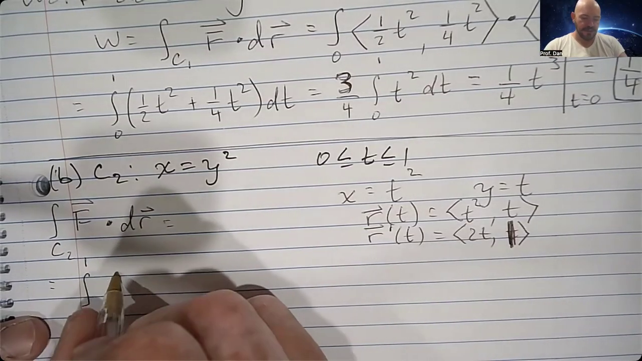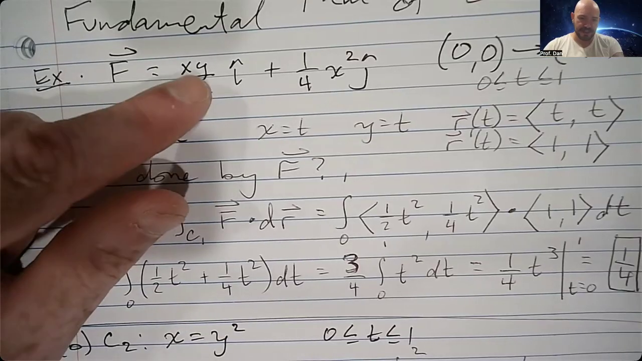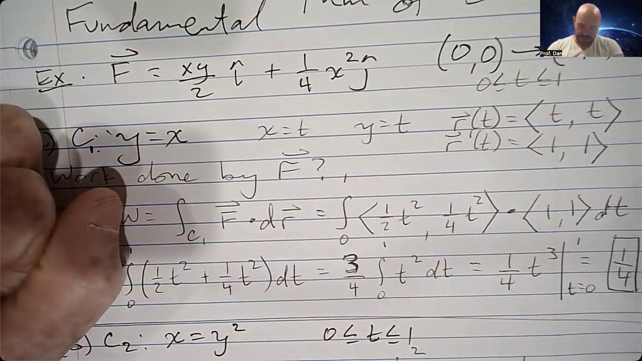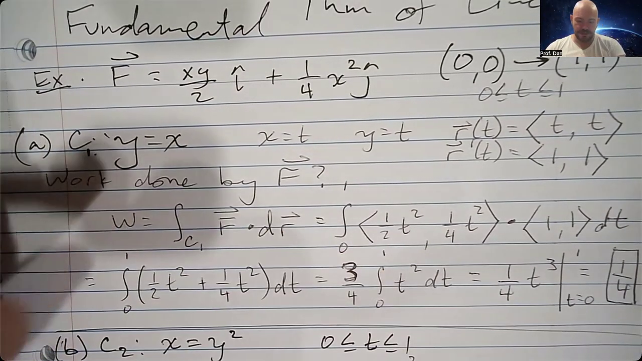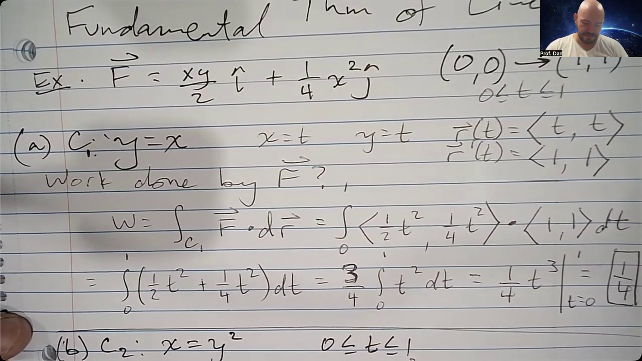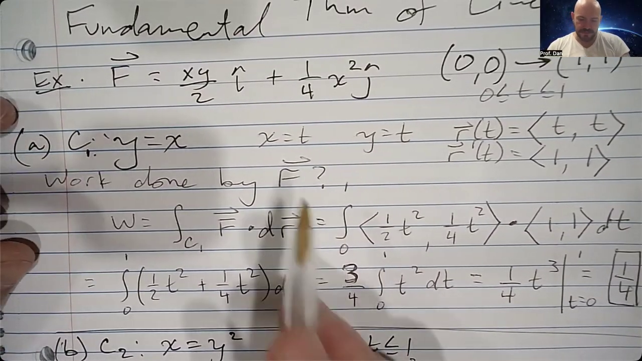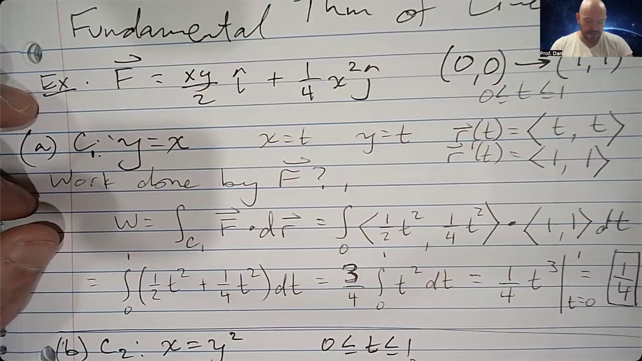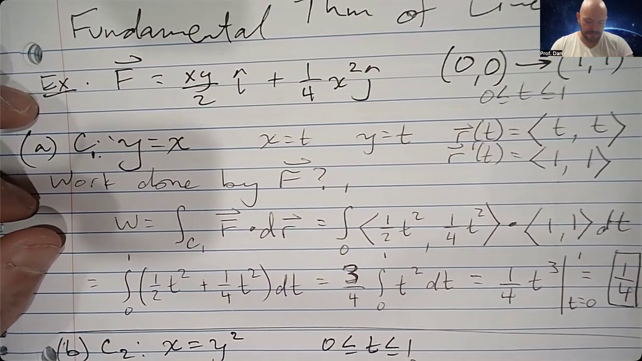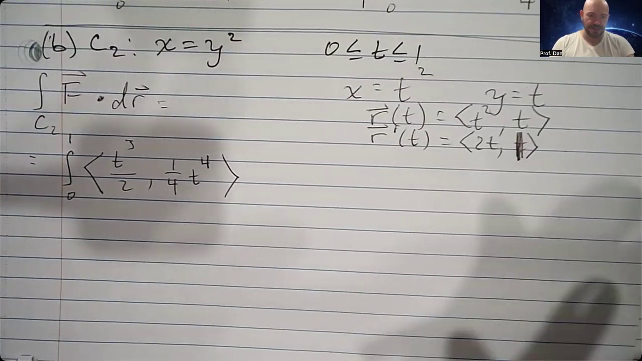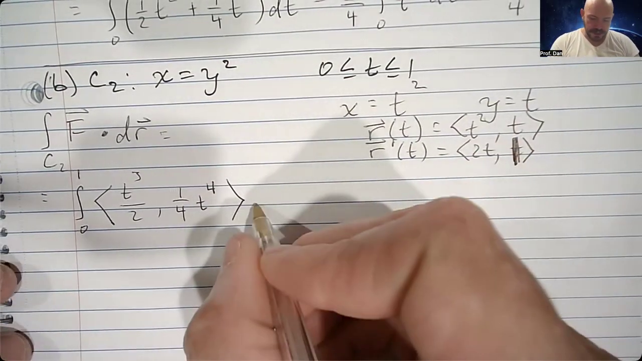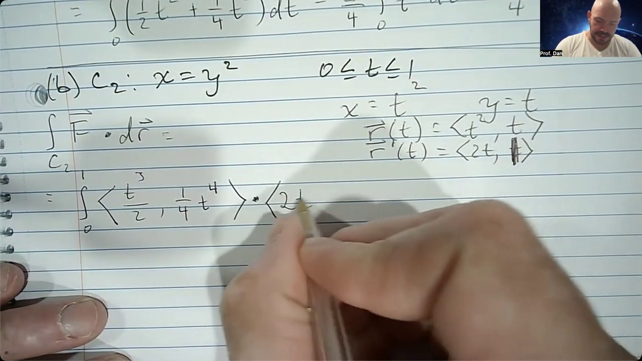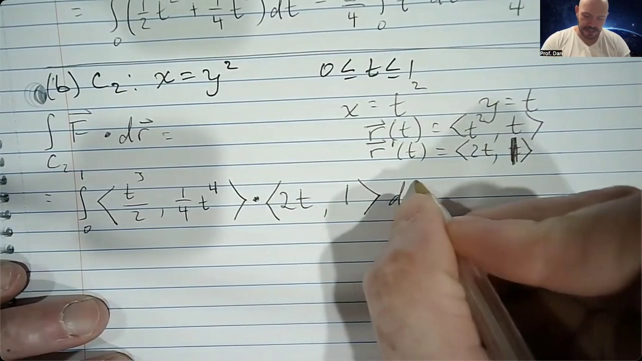Those are the bounds. If I rewrite f, this time I'm replacing x with t squared and y with t. So my x component for the force field is going to be t cubed over 2. And the y component for my vector field is going to be 1/4 t squared squared, so 1/4 t to the 4. All right, that's rewriting the force field using these new parametric equations. Then we're going to take the dot product of that force field with r prime. So that was 2t, 1, and then integrate with respect to t.